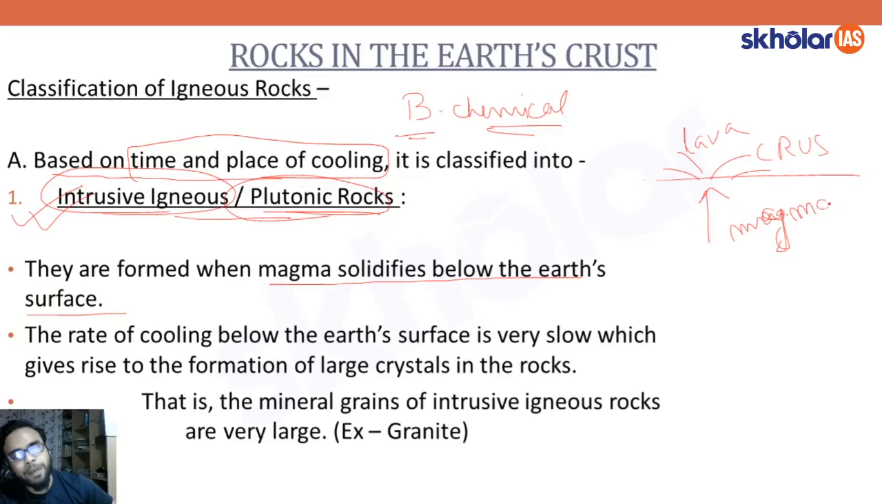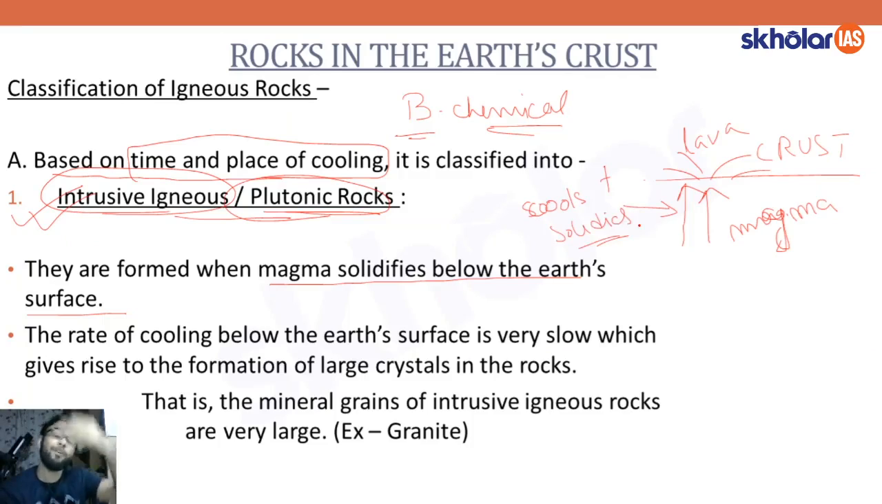So this magma, even before reaching the earth's crust, if it cools and solidifies inside the earth's crust, it will be called a plutonic rock. Understood? When magma cools, we call it formation of igneous rocks. So when this cooling of the magma takes place below the earth's crust, we get plutonic or intrusive igneous rocks.